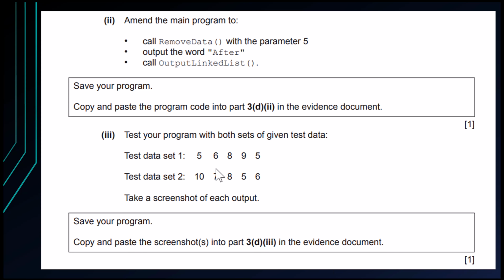Now it's very interesting because we have a 5 both at the beginning and at the end, and earlier it said it removes the first instance, so it should remove that first 5 that we have there. Then in 10, 7, 8, 5, 6, there's only one 5, so it should remove that one. That's why they've given us 2 sets of test data, to make sure our code actually works by removing the first instance of 5 and then only the 5 in test 2. So let's swing over to VB.NET and add some code to submain so we can call our remove data and make sure it all works.